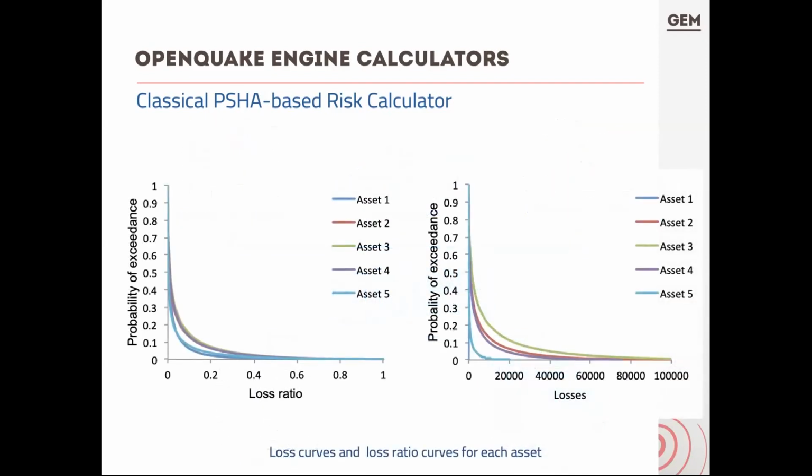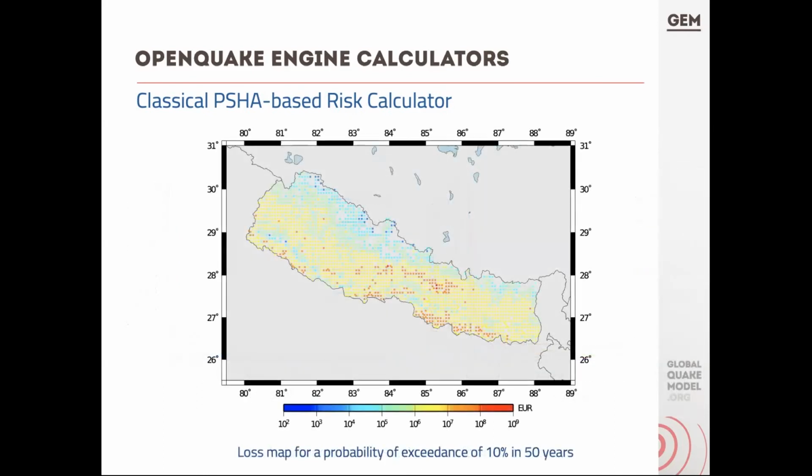Because we won't have time to go into detail on this topic, this is just an example. Different assets in this case are representing different spatial locations. And I have on the left the loss ratio for a given probability of exceedance. And then I have also on the right the losses. So I can get loss ratios or losses. And to produce the loss map is the same procedure as for a hazard map. If I want to know the 10%, and let's say that this is the 50 years, I go for each asset and I get the losses for each of the assets. And finally, I will have a loss map.